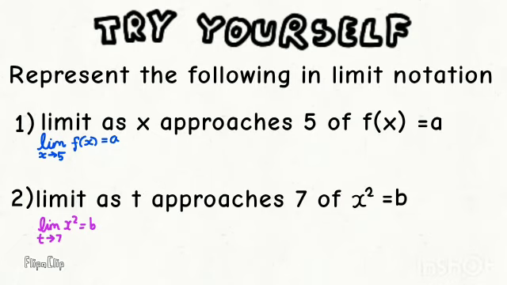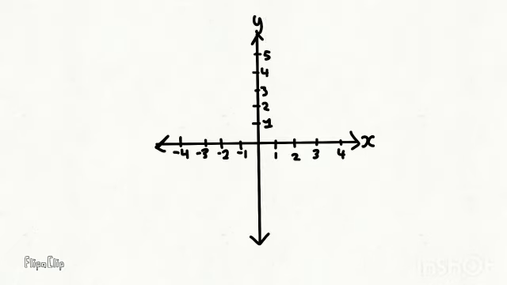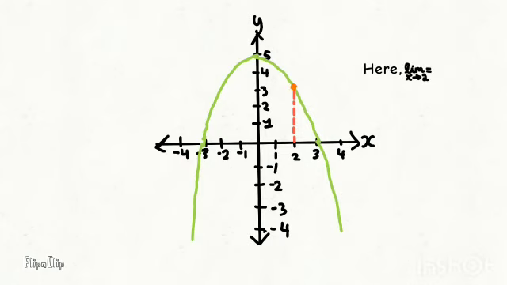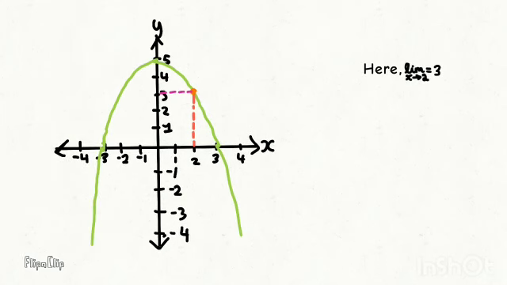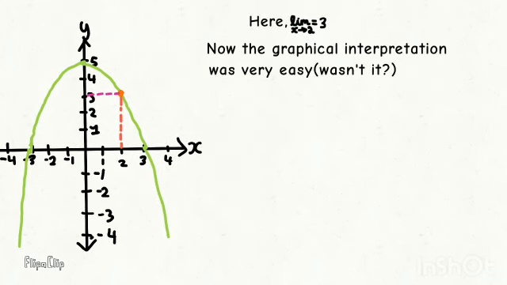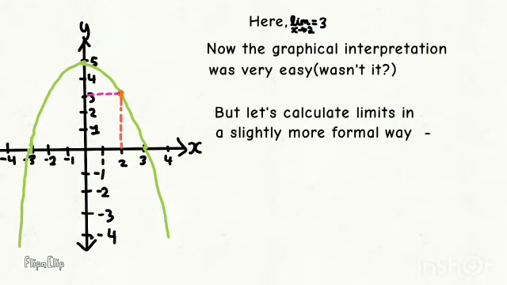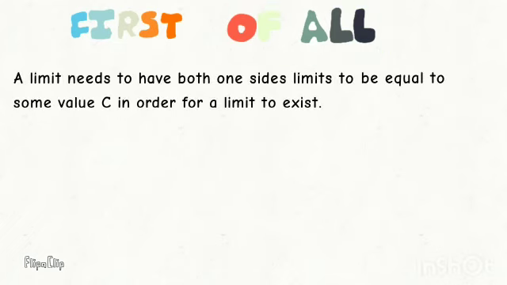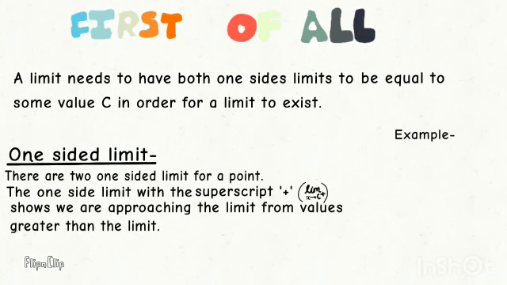Now let's interpret limits from graphs. Here the limit as x approaches 2 is 3 because you can clearly see 2 maps to 3 in the coordinate. But let's calculate limits in a slightly more formal way. A limit needs to have both one-sided limits equal to some value c in order for a limit to exist. There are two one-sided limits for a point. The one-sided limit with the superscript plus shows we are approaching the limit from values greater than the limit. An example is shown on the right side of the screen.